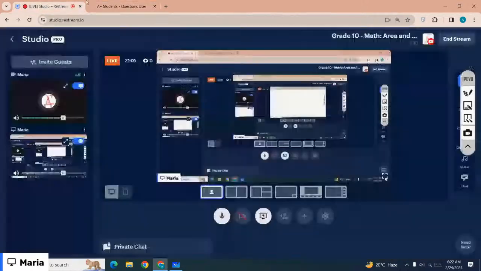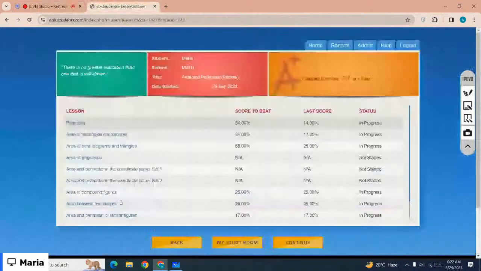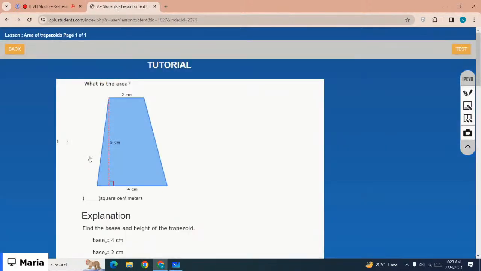Complete the lesson by yourself later today. Let me just move on to the next lesson, and the next lesson is area of trapezoids. Let's just start with the first example, what is the area.